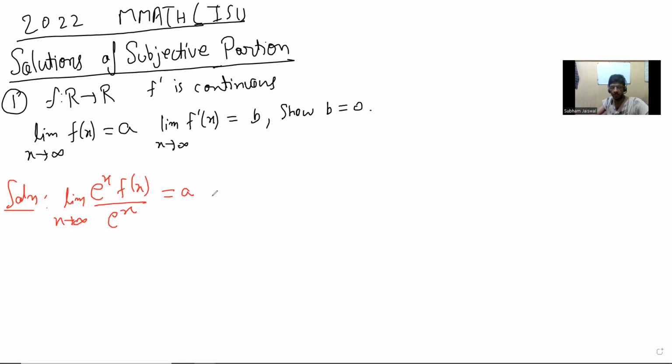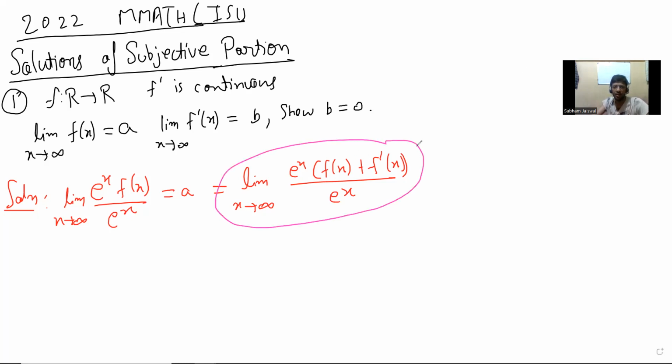Let us now differentiate. Now we know that this is equal to the limit as x tends to infinity of e to the power x f(x) plus f dashed x, by e to the power x, just differentiating the numerator and denominator. That is L'Hopital's rule. But there is a slight catch here. You have to say why this limit exists. Existence of the limit doesn't imply the existence of this thing. So you have to explain why this limit exists.